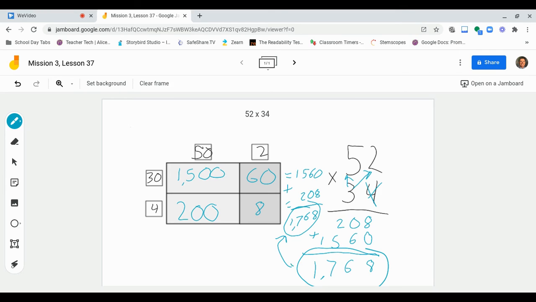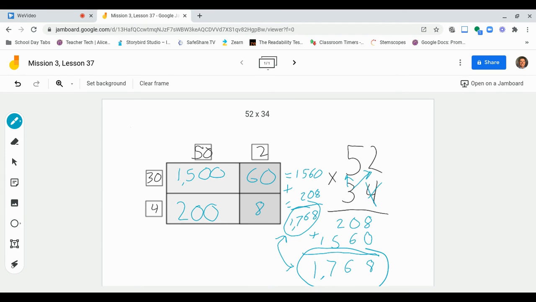And would you look at that? What do you see? Each way I did it, I got the same product. I got the same answer. Look at that. Because you can choose different methods to solve these problems, but you should end up at the same place with the same answer, right?